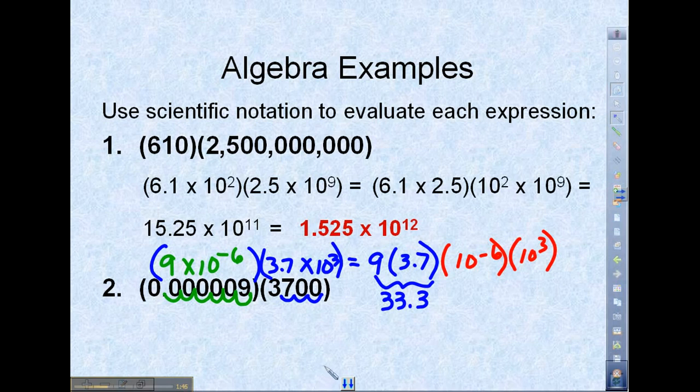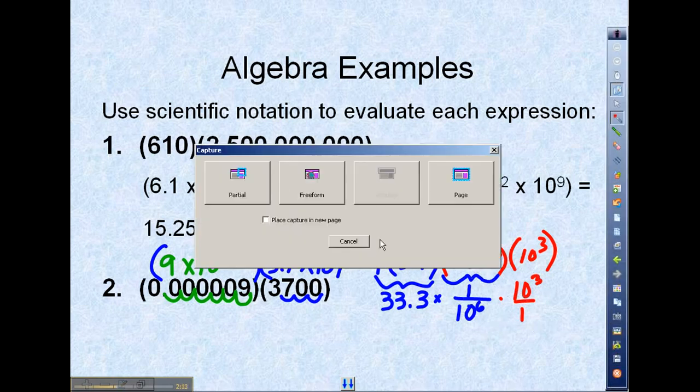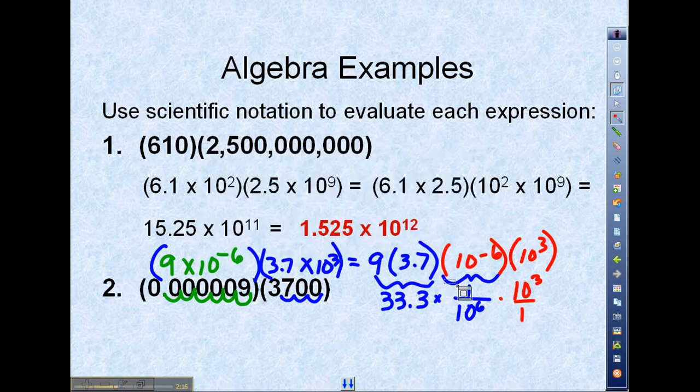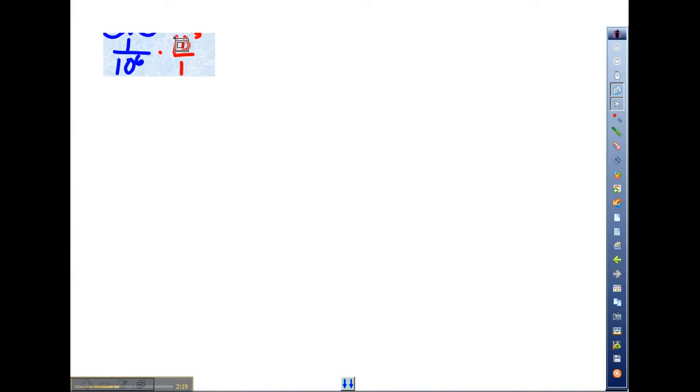33.3. I'm going to go back to my definition of a negative exponent right here. 10 to the negative 6th power is 1 over 10 to the positive 6th power. And I'm multiplying that by 10 to the 3rd power. I'm going to make it a fraction by doing that. Okay? I'm going to write these two out in expanded form. Let me see if I can make a copy of that and do that on another blank sheet of paper. We've got 1 over 10 to the 6th power being multiplied by 10 to the 3rd power over 1.